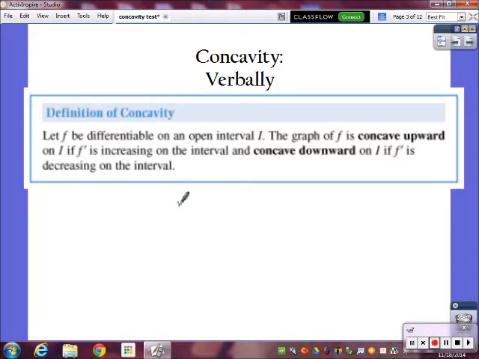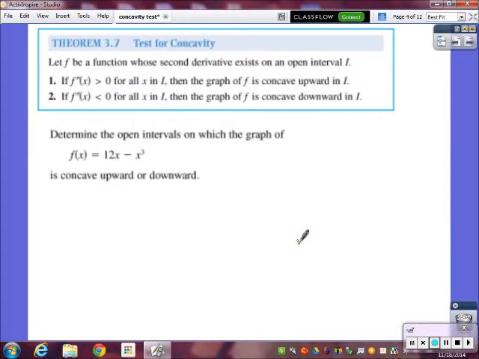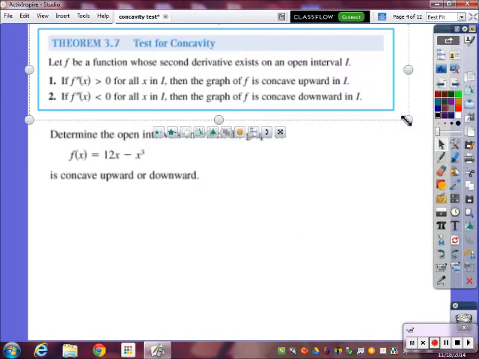So when we're thinking about the derivative increasing or decreasing, we're thinking about the derivative's slope. And remember, to find the slope of the derivative, you use the second derivative. So when f prime is increasing, the second derivative would be positive, and when f prime is decreasing, our second derivative would be negative. And so that takes us to the test for concavity.